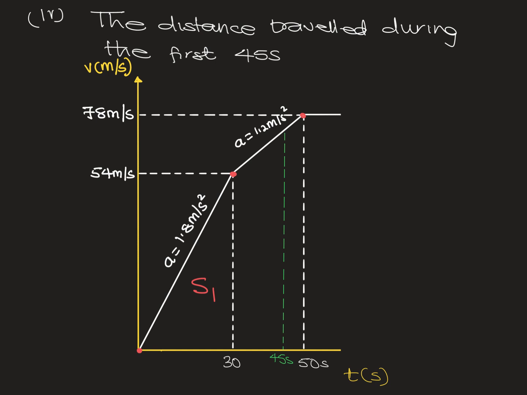So it means that the velocity corresponding to that was lower than the 78 meters per second, as you can clearly see. So we need to know that velocity. Let's call that Vx. So we need to know that new velocity, and if we know that, then we'll be able to know the total distance traveled during the first 45 seconds.